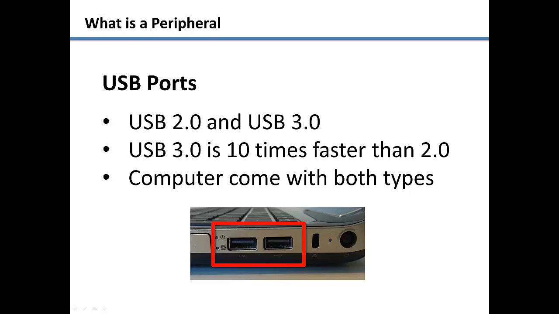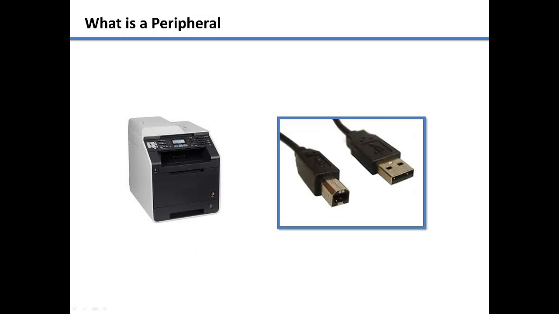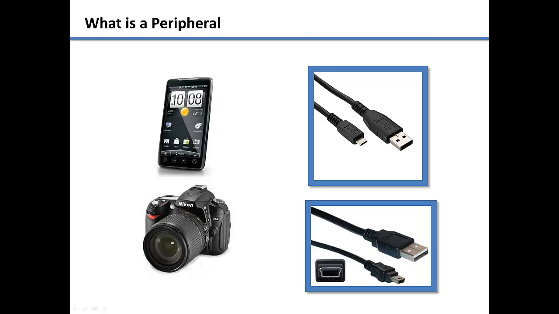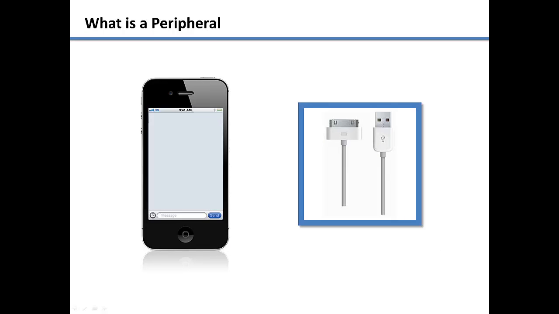The USB ports that are on the computer will look the same, but the other end will come in many different shapes and styles. The most common USB-connected device is a printer. All USB cables that plug into a printer will look like this. If you are plugging in a digital camera or cell phone, your cable will most likely look like one of these. And if you are plugging in an iPod or an iPhone, your cable will look like this. Remember that even though these cables have different ends, they are all USB cables, and the other end of the cable will always look like this.